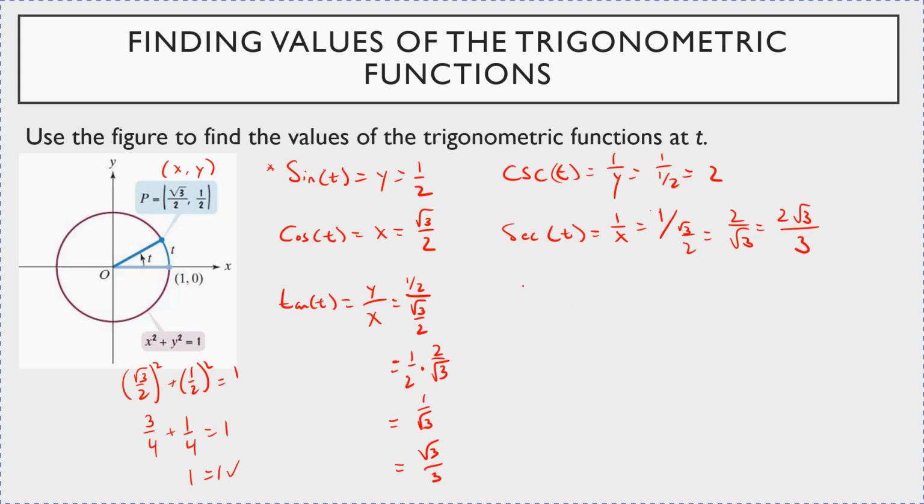And then again, cotangent. That's x over y. So that's the square root of 3 over 2 divided by 1/2. Keep, change, flip, and you end up getting the square root of 3 over 2 times 2 over 1, cancel, cancel, and you just get the square root of 3.